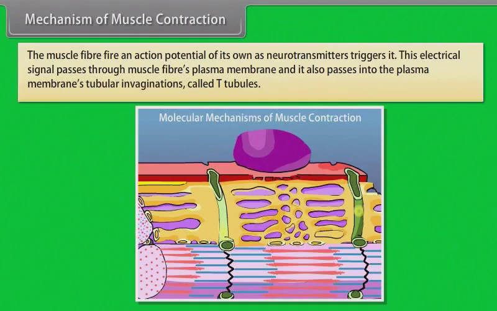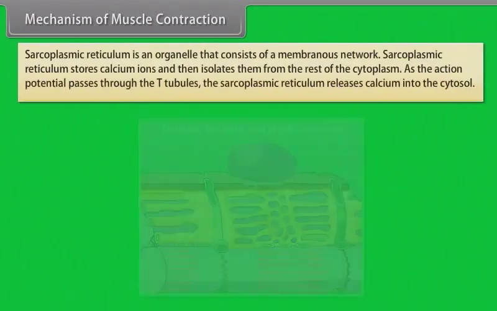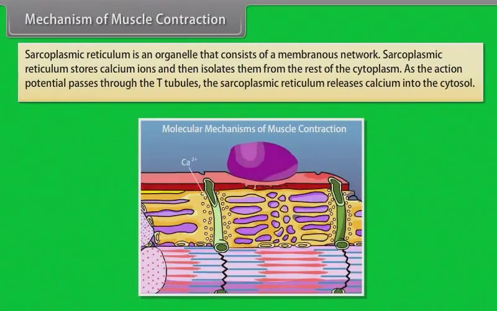This electrical signal passes through muscle fiber's plasma membrane, and it also passes into the plasma membrane's tubular invaginations called T-tubules. Sarcoplasmic reticulum is an organelle that consists of a membranous network. Sarcoplasmic reticulum stores calcium ions and then isolates them from the rest of the cytoplasm. As the action potential passes through the T-tubules, the sarcoplasmic reticulum releases calcium into cytosol.